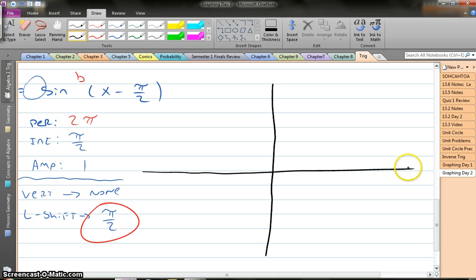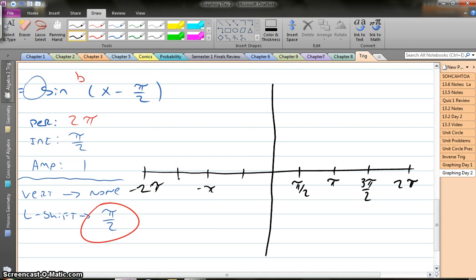Our period is 2 pi. So again, that's what we're very accustomed to. It's kind of our standard position, our standard radian measure. All right, we're going in both directions. Negative 2 pi, negative pi.